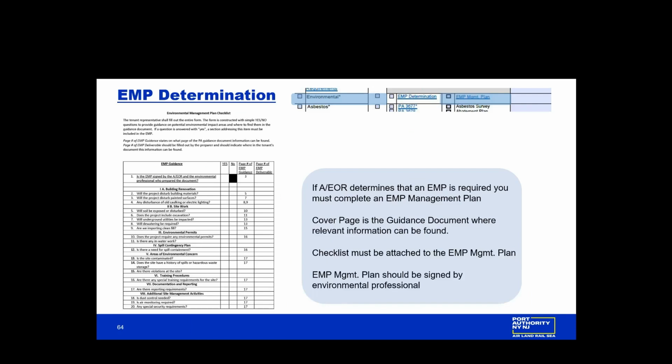If a management plan is determined to be required, then the AOR will refer to this document. There's a cover page with a guidance document for relevant information. And this checklist should be attached to the management plan and signed by the environmental professional and also uploaded along with the initial submission. Next slide.